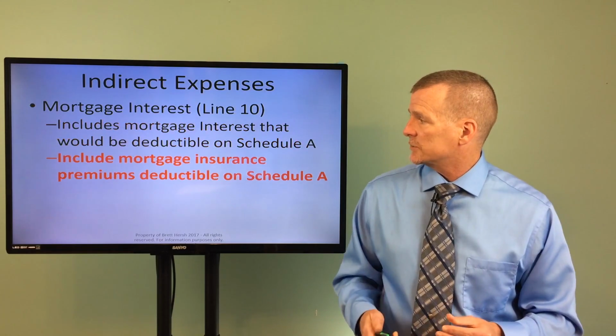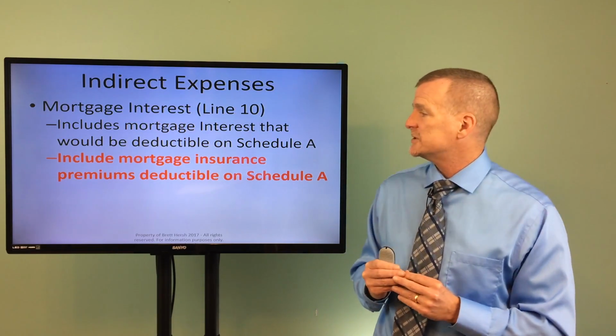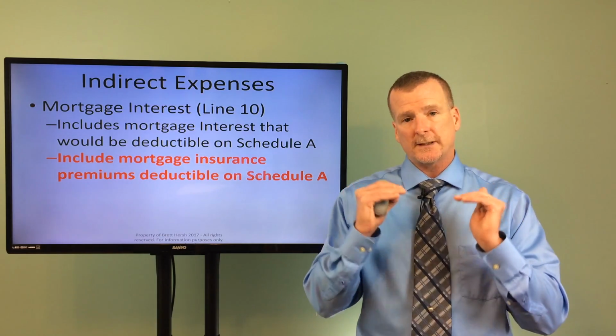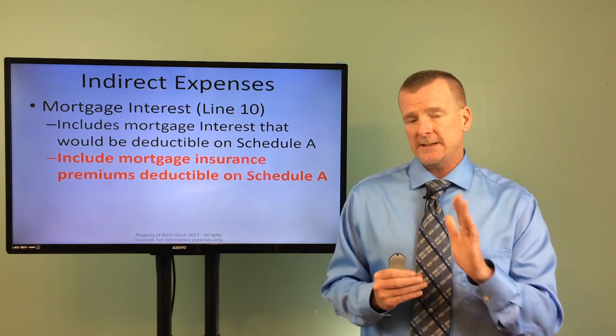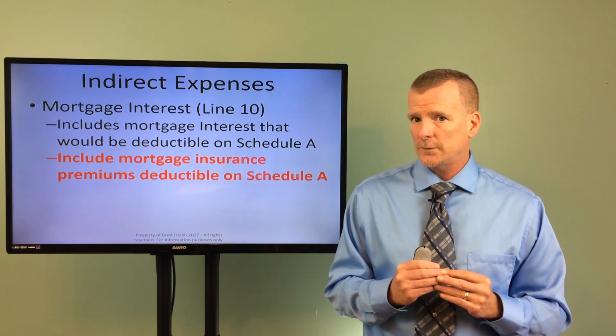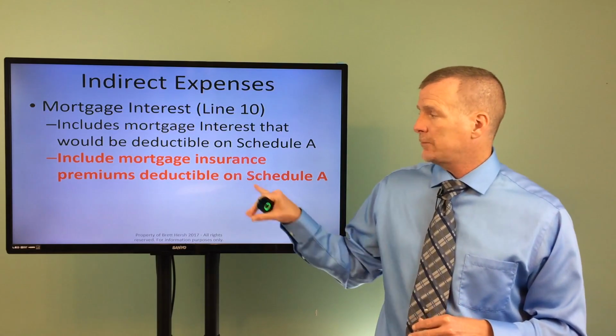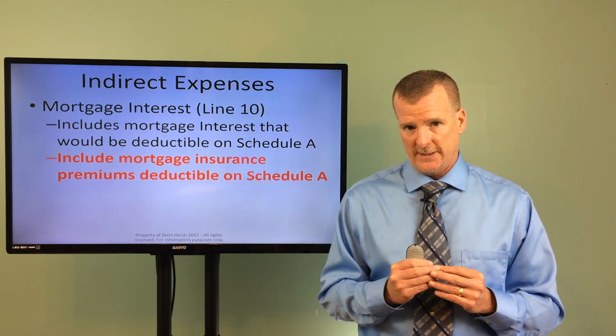Now remember, this also includes mortgage insurance premiums that would be deductible on Schedule A. Now this may be an area, if you have mortgage insurance, it should show up on your 1098 form you receive from the bank. Same with your mortgage interest. However, there may be more limits on mortgage insurance.